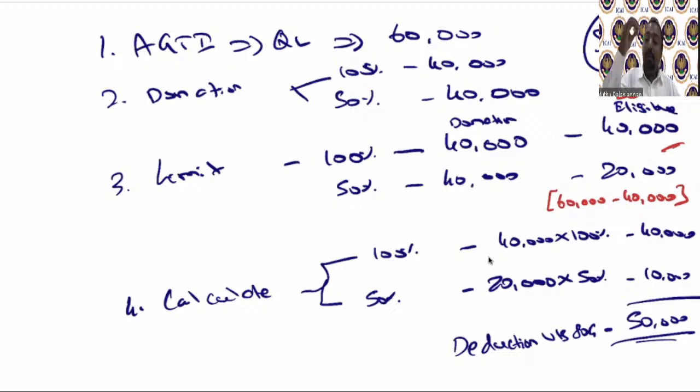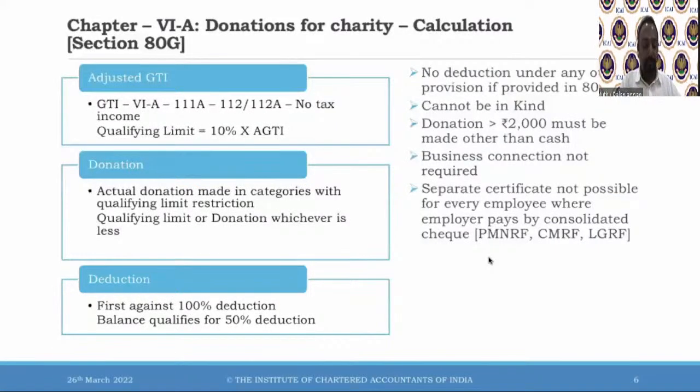So now I'm calculating the last step. The fourth step is what I'm calculating. That is 100%. I'm just taking 40,000 because it is 40,000 into 100%. Whereas it is 50%, I'm eligible only for 20,000 donation. So 20,000 into 50%. It is 20,000 into 50%, that gives you 10,000. So this is how you compute this eligible limit.